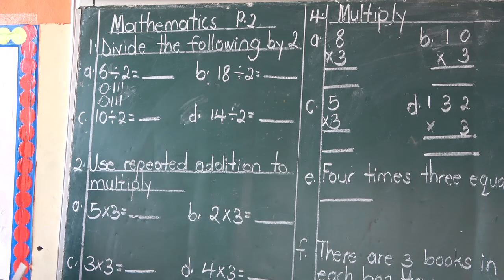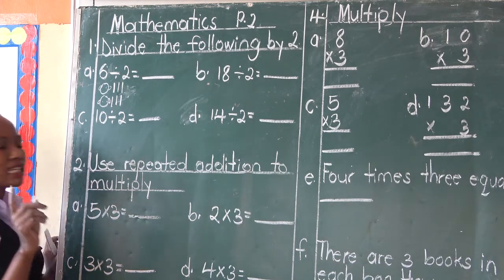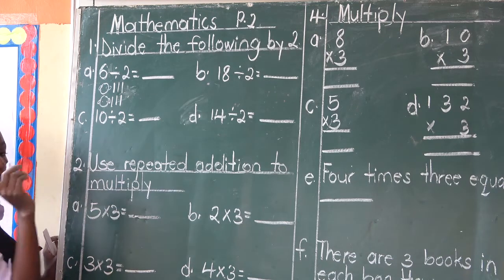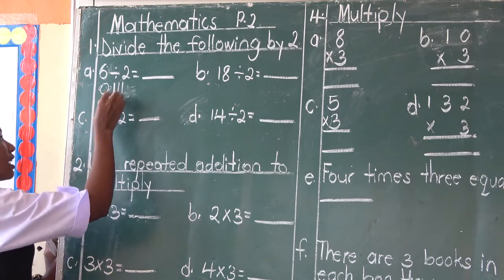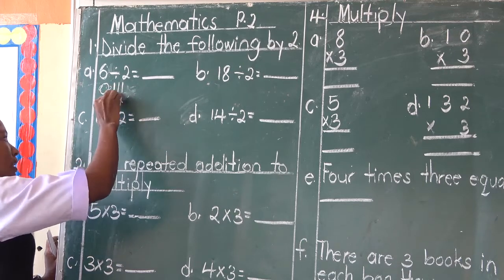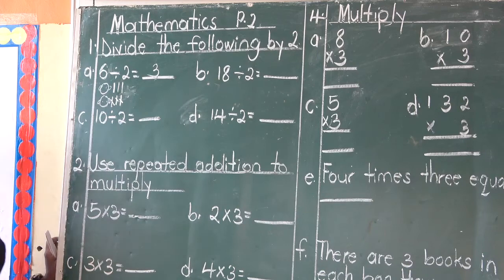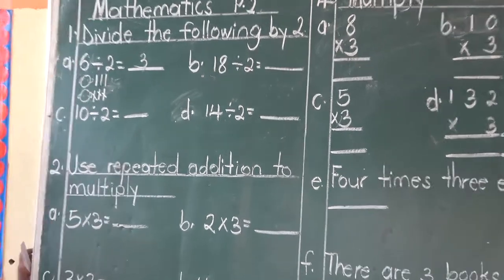After sharing the 6 sweets, now we are going to count sweets for 1 head. That will be our answer. You are going to choose 1 head, you count those sweets. Now I'm counting this. 1, 2, 3. And this is the answer. 6 divided by 2, we shall get 3.